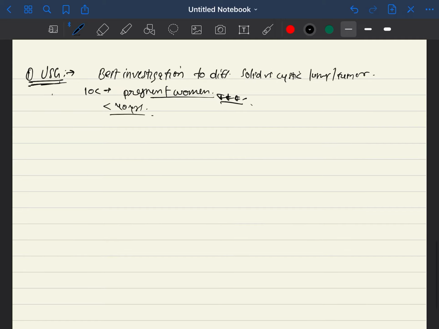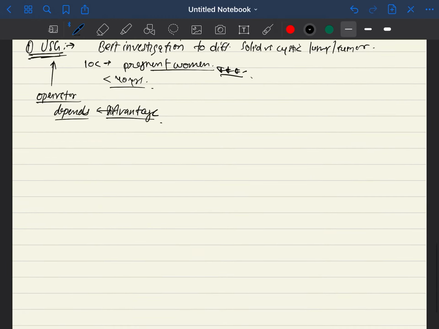Okay, but as you know, USG is operator dependent. It depends on the person who does it. So this is the disadvantage, because it can give you false results. Next we will read about the MRI.